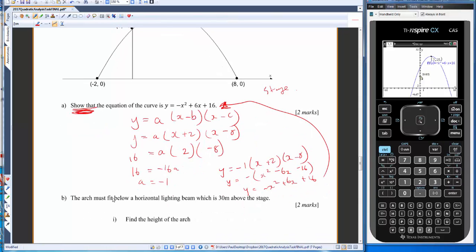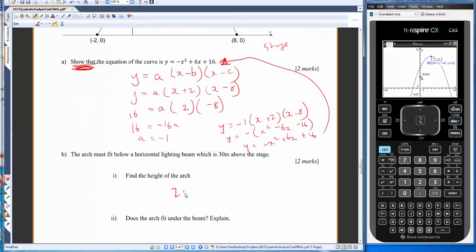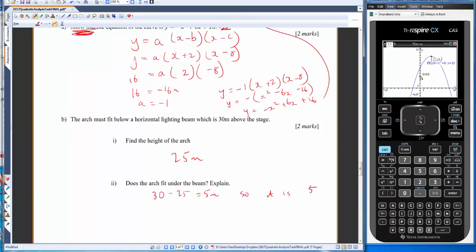Okay, so the arch must fit below a lighting beam which is 30 meters above the stage. Find the height of the arch. Okay, so that's what it goes up to. So it's 25 meters, and it does certainly fit under the beam if the lighting beam is 30 meters above the stage. Okay, so that's going to be 30 take away 25 equals 5 meters. So it is 5 meters clear of the stage.